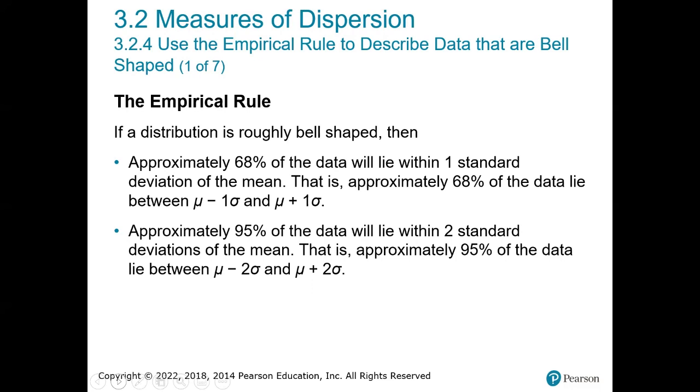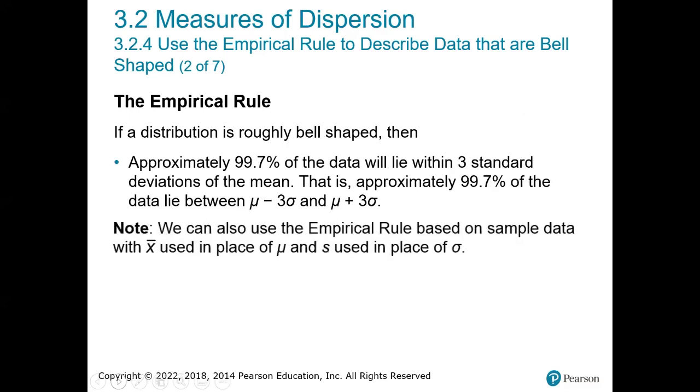So what happens in the empirical rule? Well, first off, my data has to be roughly bell-shaped, okay? Then my data is going to be broken into three groups. About 68% of the data lies within one standard deviation of the mean. So if I go up a standard deviation and back a standard deviation from my mean, I should have roughly 68% of my data. If I go up and down two standard deviations, I would have about 95% of my data. And then third, if I go up and back three standard deviations, I should have about 99.7% of my data.